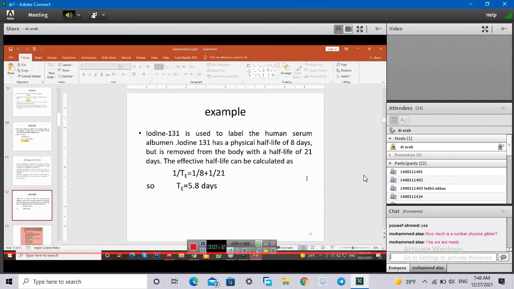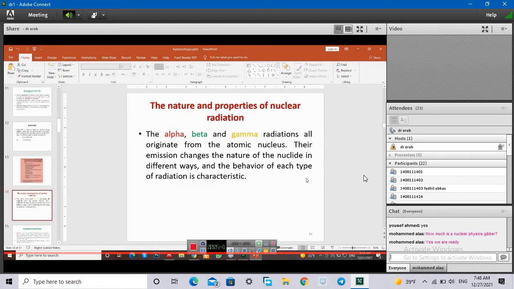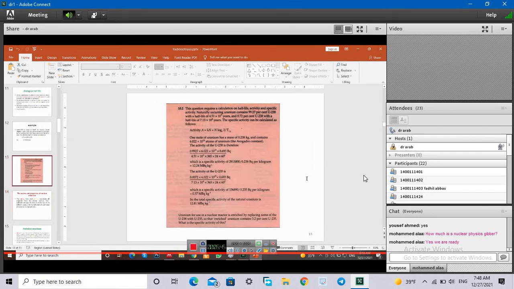After that, I propose to you some examples, and I solve them. Then at the end of this class, I try to solve the question in slide 30 if we have enough time.